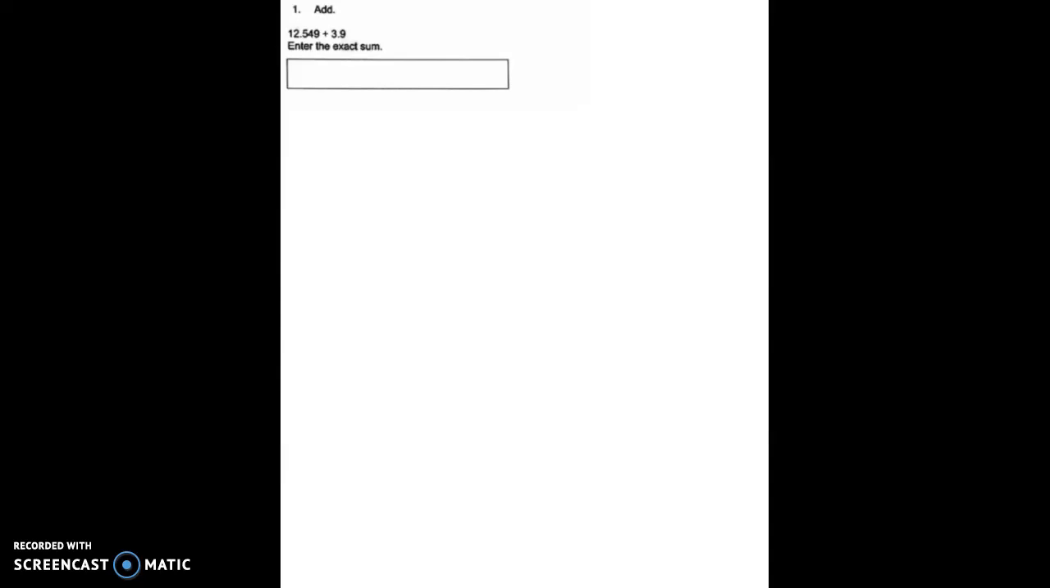It's that time again, everybody, to review and study for our common assessment number 2. So this is question number 1. It says, number 1, add 12.549 plus 3.9. Enter the exact sum. Well, that's going to be pretty easy. It tells us what to do by saying it right here, add, right? So we're just going to add those things together.